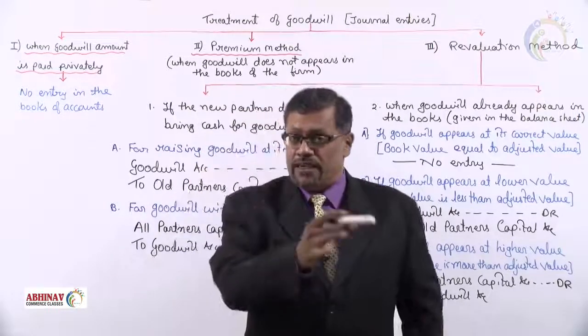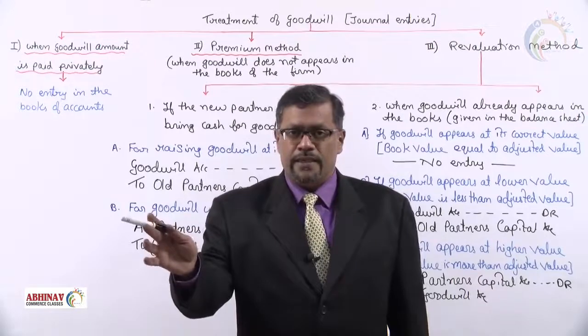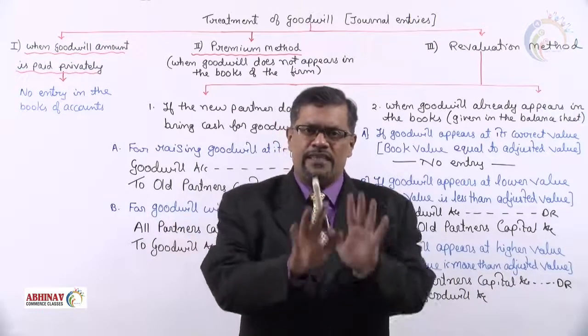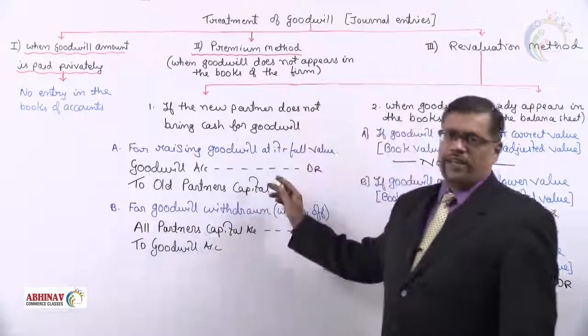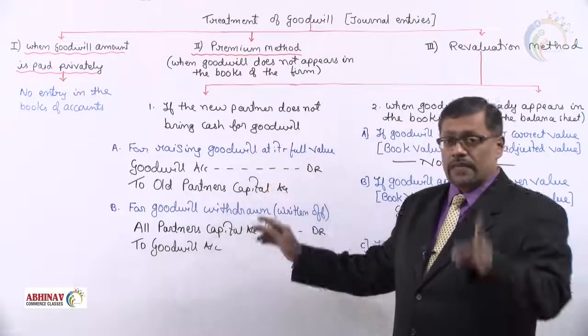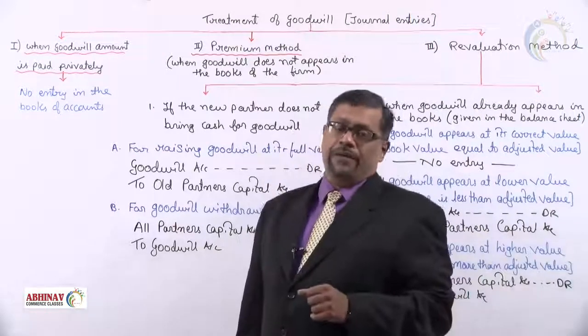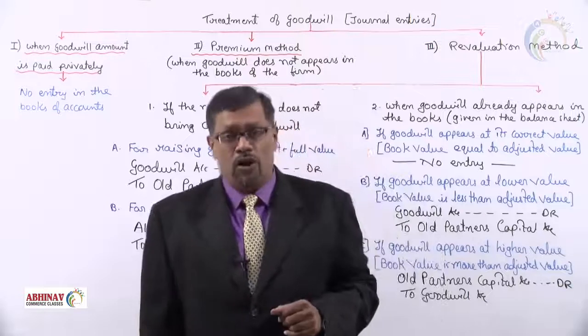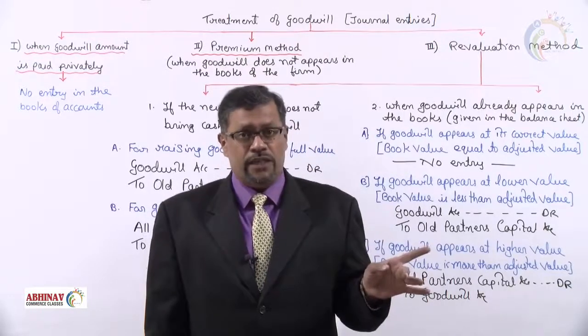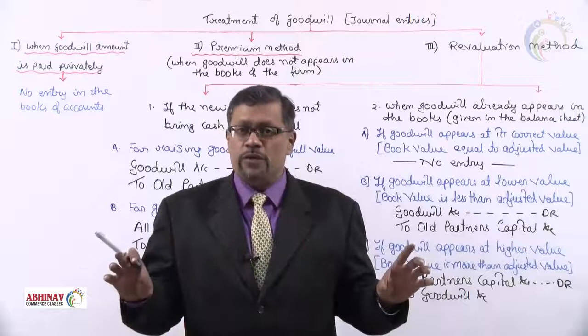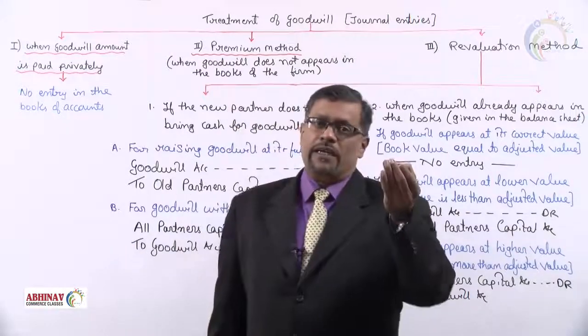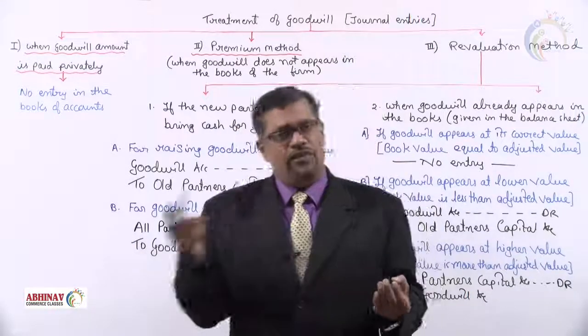Premium method, first, transfer of goodwill to old partners. Second, cash brought in, the same thing, only the cash brought in entry is not to be passed. In that previous premium method, when goodwill is withdrawn, old partners withdraw that and cash goes out. Why does cash go out? The new partner brings cash, that cash is withdrawn.